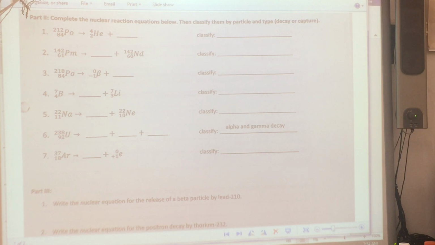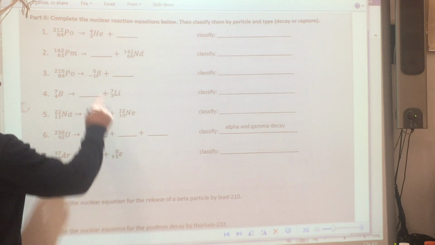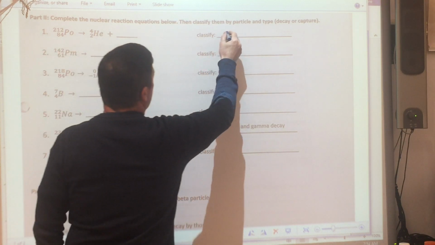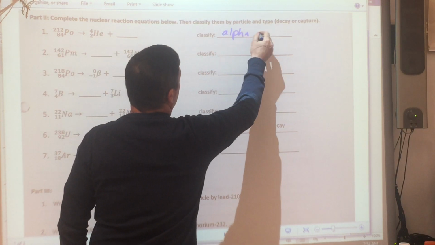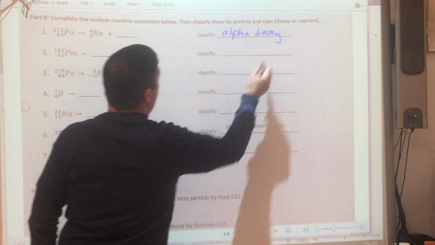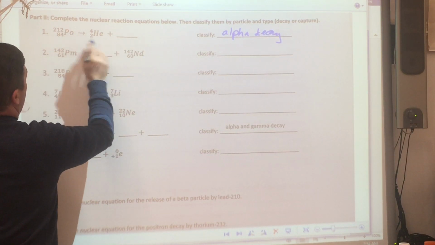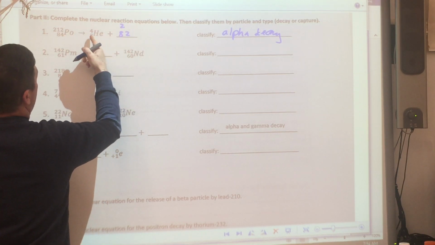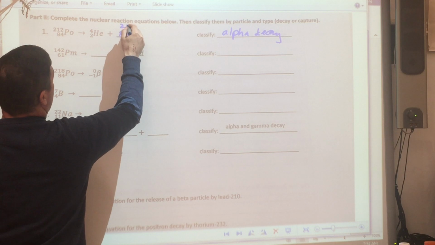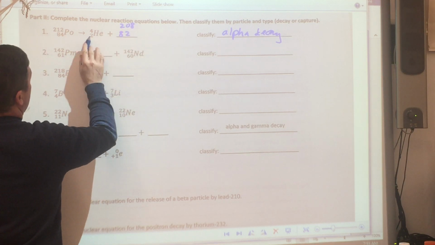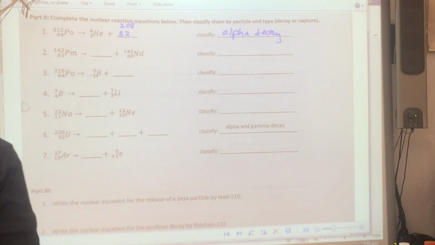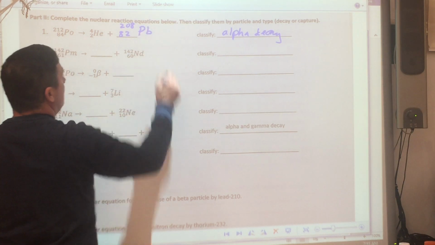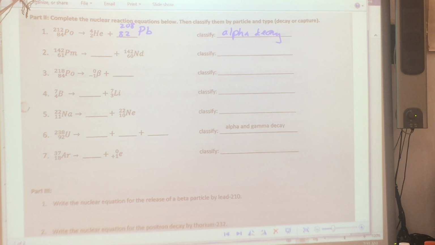Okay, so this is similar to what we've already done, so this shouldn't be too bad. 84, we have an alpha decay. And I just have to make sure that these are going to add up. So 212 and 4, that's 208. 82 plus 2 is 84. So we go from polonium into lead. Lead is 82, alpha decay.